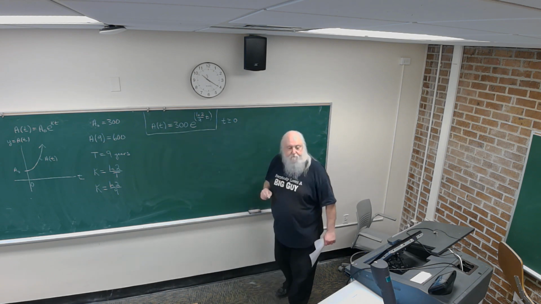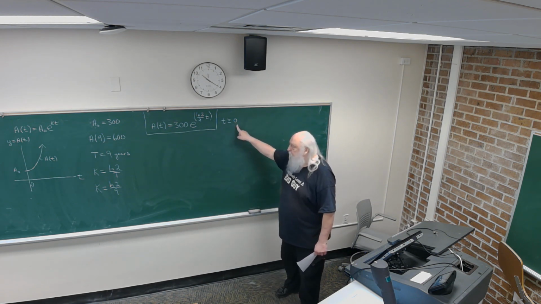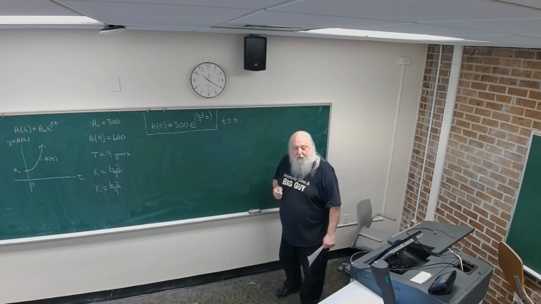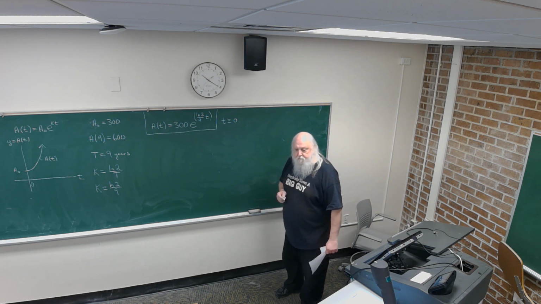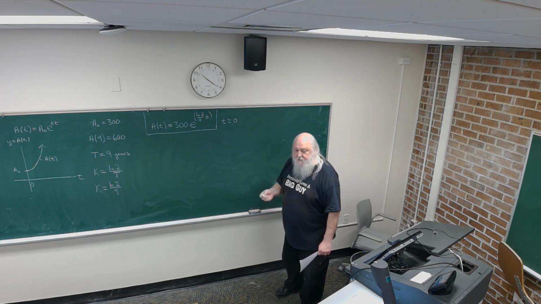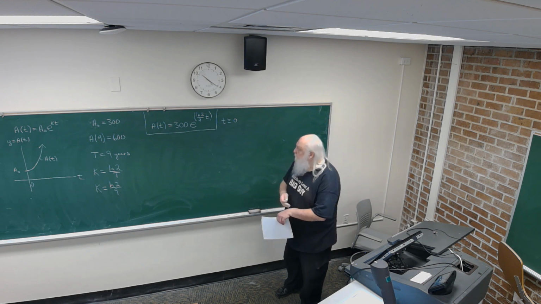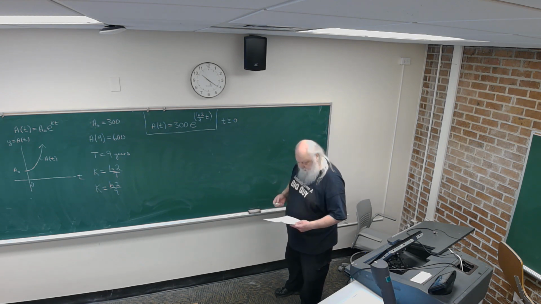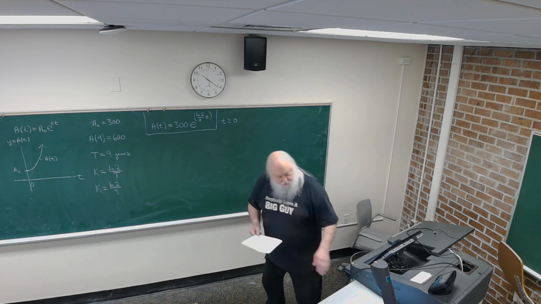Can't be negative. So if T is equal to 5, this model tells us how many bacteria there are in a culture 5 years from now. Yes, ma'am. So when you're asked to find the exponential model, you only fill in A of 0 and K. Right, because E is a number and T is a variable.